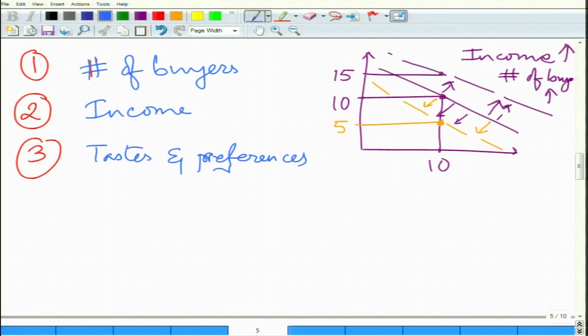Yeah, so that's because of the tastes and preferences, that I prefer to buy new clothes during this period of time. I prefer not to take more non-vegetarian items during a particular period of time. So that is how, keeping the price same, my demand may change. Increase, and the demand curve shifts rightwards; decrease, and the demand curve shifts leftwards.